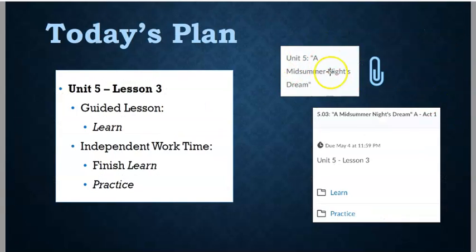Today's plan is Unit 5. We're going to start working in 5.03, Midsummer Night's Dream A, which is all about Act 1. This is due Wednesday, May 4th, and there's 2 parts, learn and practice. For our guided lesson, we're going to go over most of the learn part of the online lesson together, and then for independent work time, you'll finish learn and you'll complete practice.